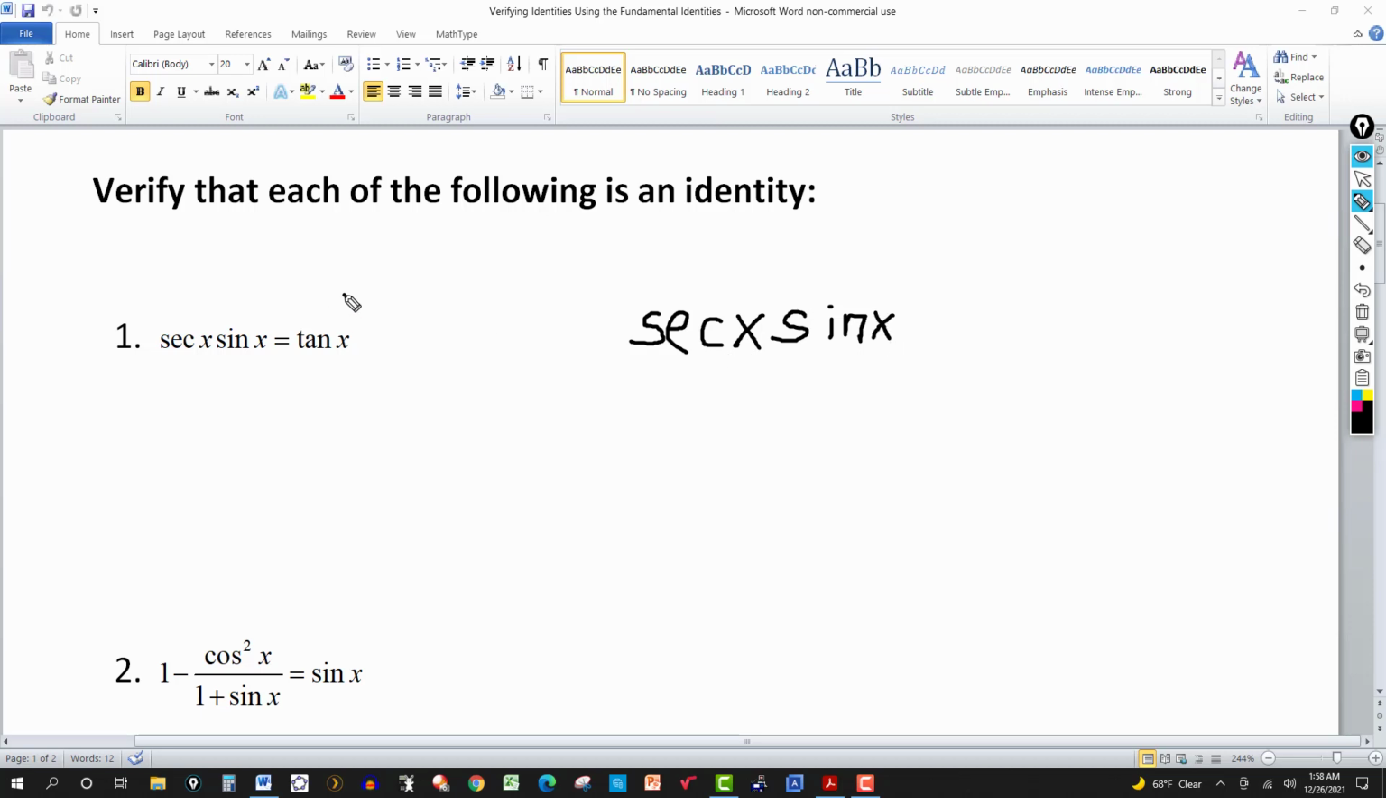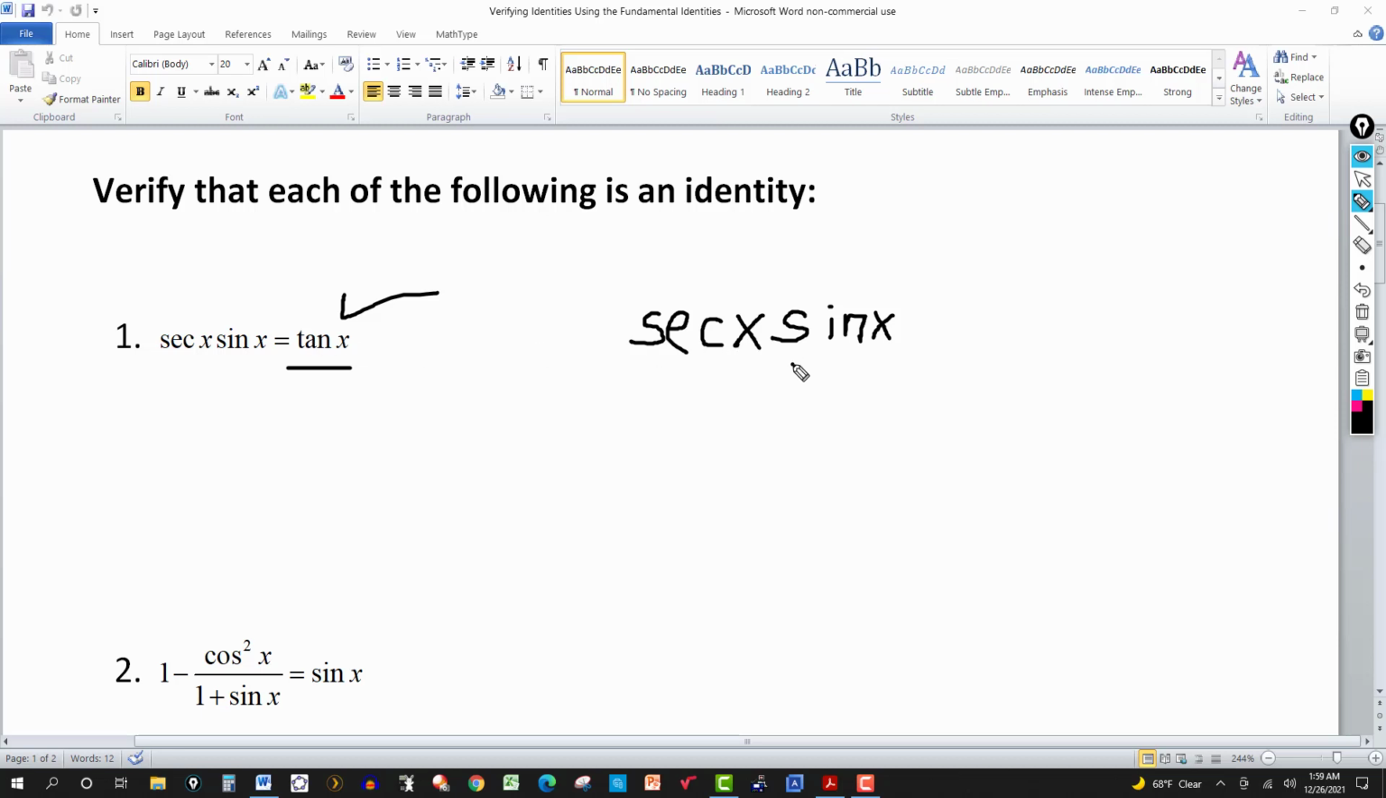I want to show that that's the same thing as tangent of x. So the right side is your objective or your goal. I want to show that the left side is the same thing as the right side. Thinking back to the fundamental identities, we know that tangent of x is sine of x over cosine of x.